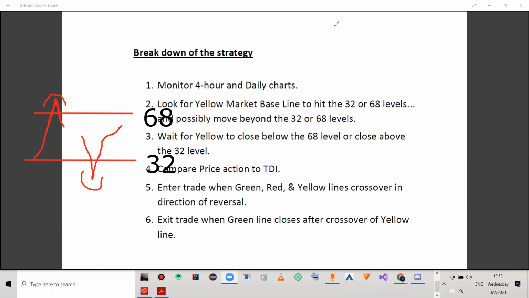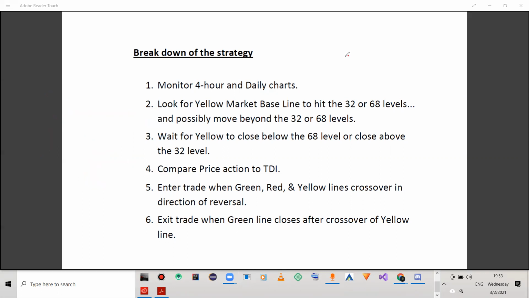The third one, wait for yellow to close below the 68 or close above the 32. I hope you get me there. That simply means wait for the yellow line: if it exceeded above the 68, wait for it to come back and close below the 68. If it exceeded below the 32, wait for it to come back and close above the 32.